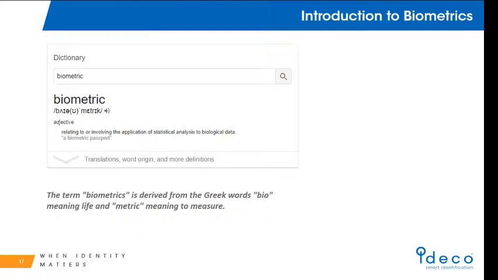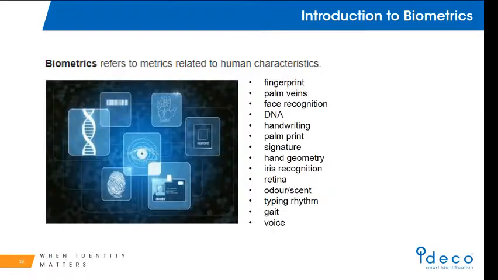Now, what we're trying to do here is automate this. It's no good if I remember I saw you somewhere, but I'm not sure where. I'll come back to you. That's not good enough. The biometrics we're talking about is automated biometrics: measuring life, doing statistical analysis on biological data to actually be able to identify a person.